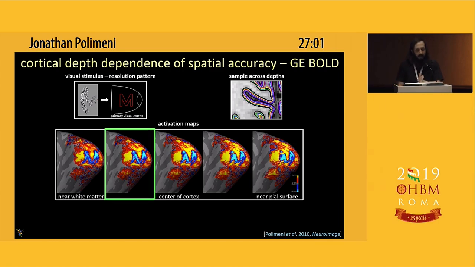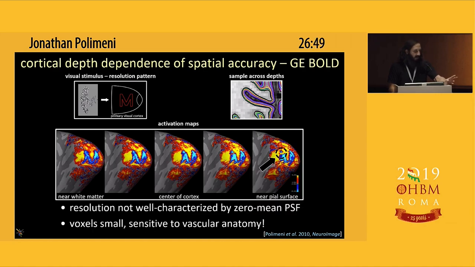But as we progressively sampled closer and closer to the pial surface, we saw that the spatial fidelity of this pattern broke down systematically, but I think in an interesting way. Here's a fun artifact here. It looks like there might be a pial vessel that's cutting off the top corner of this M. So as Amir had said, I think the point spread function is a very useful tool to summarize the resolution in an acquisition, but as he also said, in a given spot, the resolution doesn't seem to be well characterized by a zero-mean point spread function. That's partly because our voxels are becoming so small, they're really sensitive to the local details of the vascular anatomy.